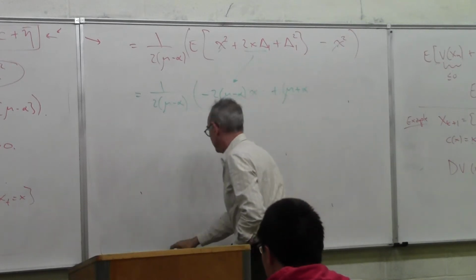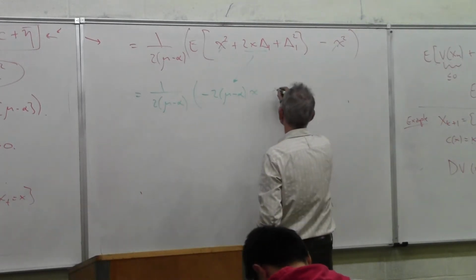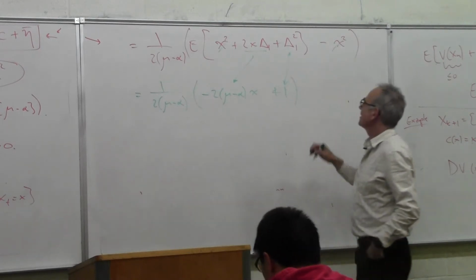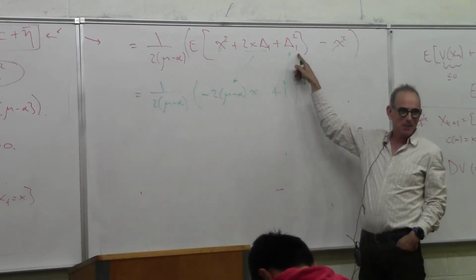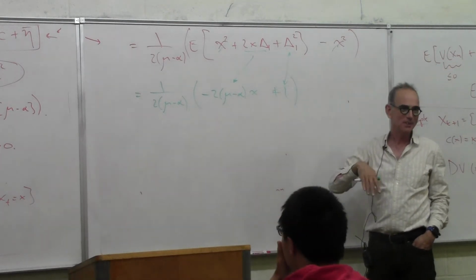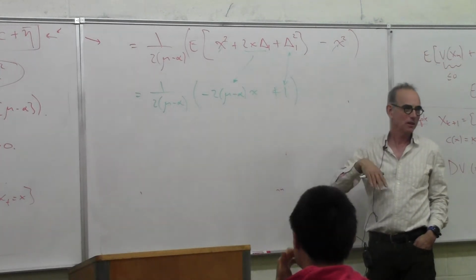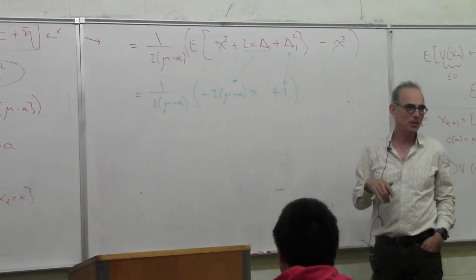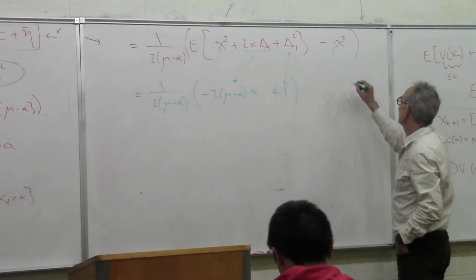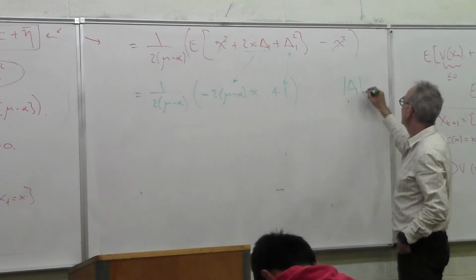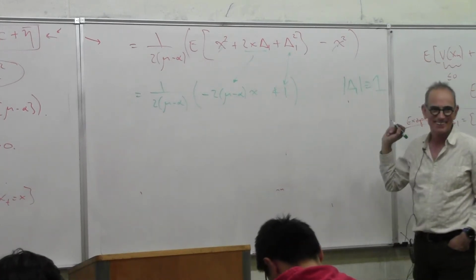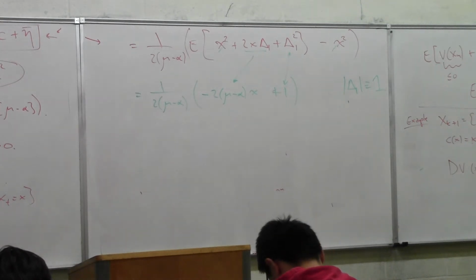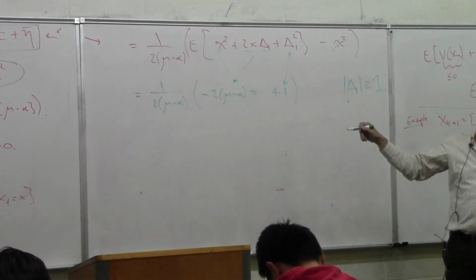Oh no, it's just 1. Because delta was either 1 or minus 1, so its square is 1 or 1. That really simplifies things a lot. So the absolute value of delta 1 is just equal to 1, always. There's no expectation there. And look, it cancels. It worked.